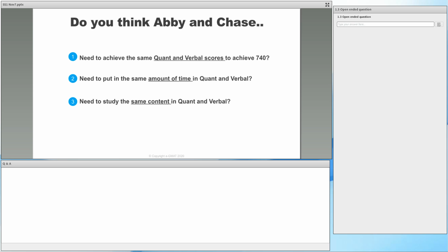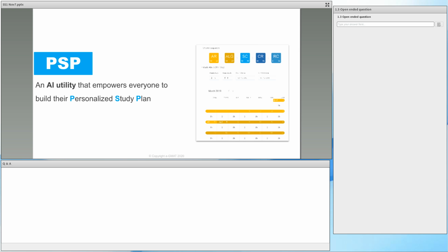Okay. So clearly, they would not go for the same quant and verbal scores to get to that score of 740. Their time required in quant and verbal is going to be different. The biggest difference is that they're not going to study the same content in either quant or verbal. Why? Because they're very different individuals, even though both of them have a starting score of 600 and a target score of 740. So how do they go about building that study plan?